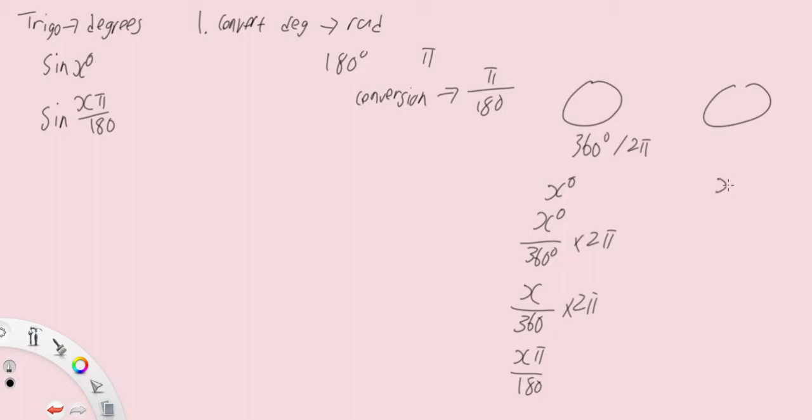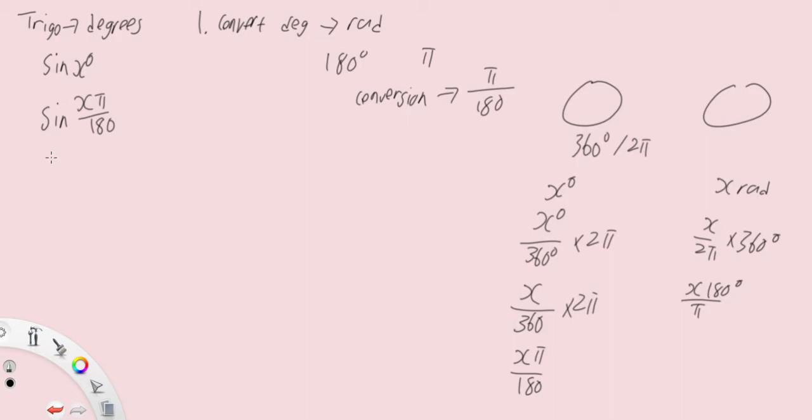Similarly, if you have x radians and want to convert to degrees, same thing. I take x over 2 pi times 360 degrees, and that gives me x over pi times 180 degrees. So there you have it, the conversion from degrees to radians and radians to degrees. And from here, it's very simple.